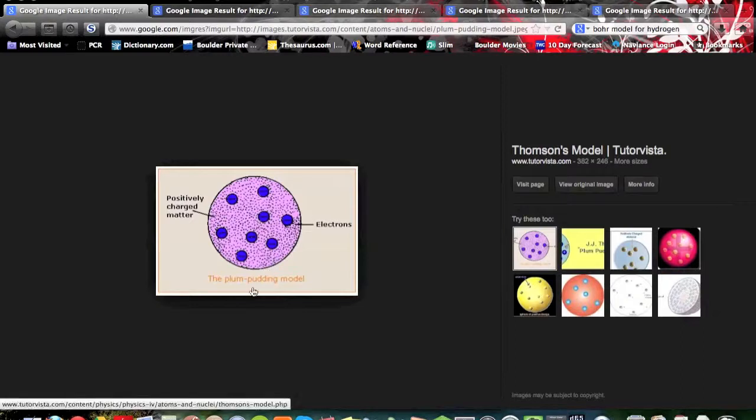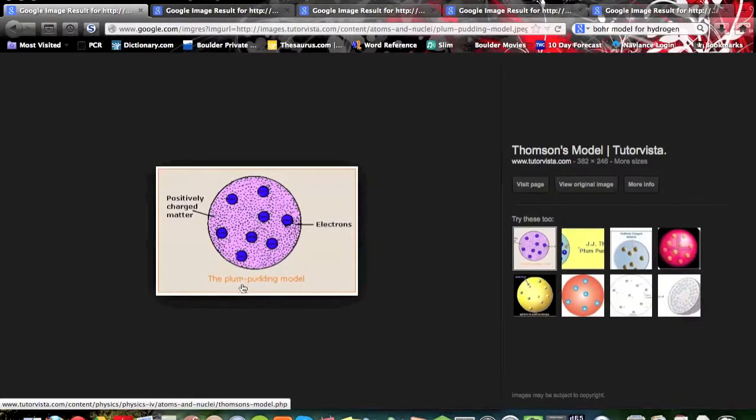So this is the plum pudding model, and this model was suggested by J.J. Thomson, who discovered the electron, or what we now call the electron. Back then it was just a negatively charged particle that they observed. And what J.J. Thomson suggested was that an atom was basically just a clump of positively charged matter, and within that clump was just a bunch of electrons floating within the clump of positively charged matter.